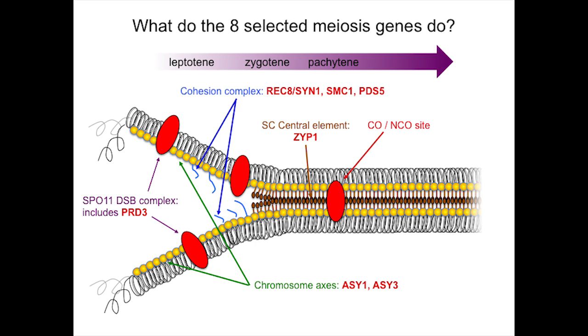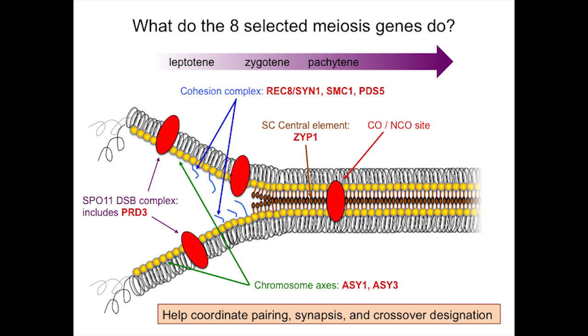And embedded in all this are these sites that will ultimately become crossover or non-crossover events. And it turns out mutants in the majority of these proteins in Thaliana do affect crossover rates. So it fits with our model that I was telling you about, that we think crossover number is affected in these plants. So together, all these proteins help coordinate pairing, synapsis, and crossover designation. These are really critical processes in meiosis, and they all work together to make it happen.